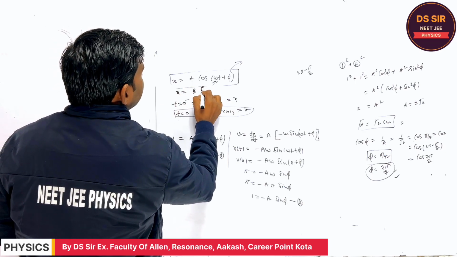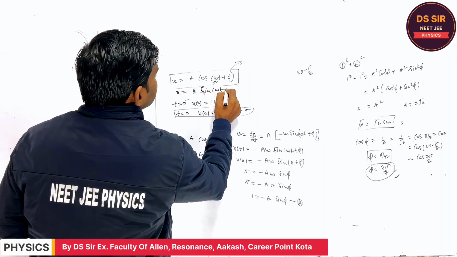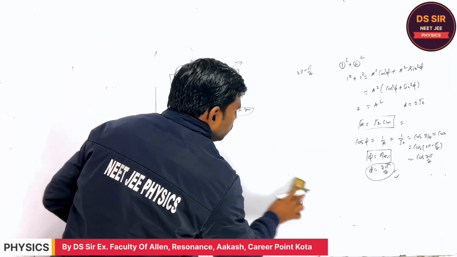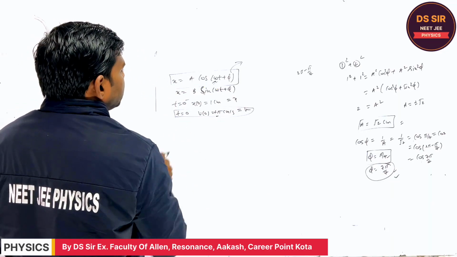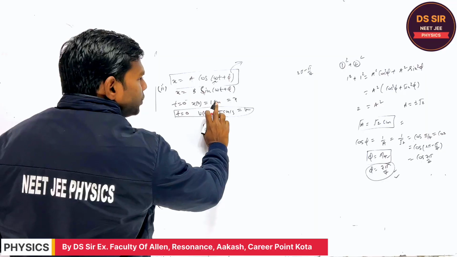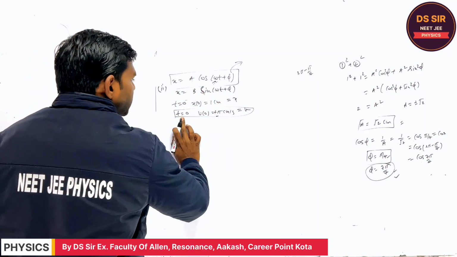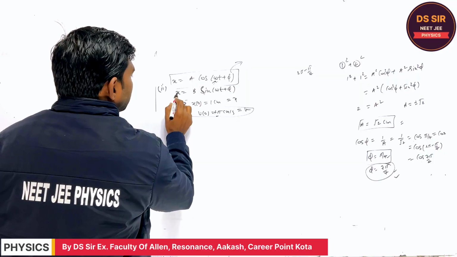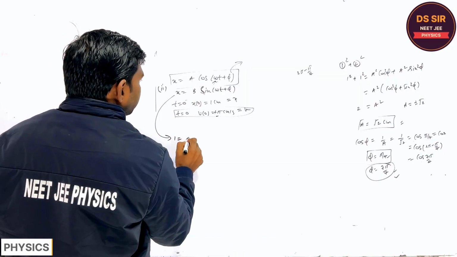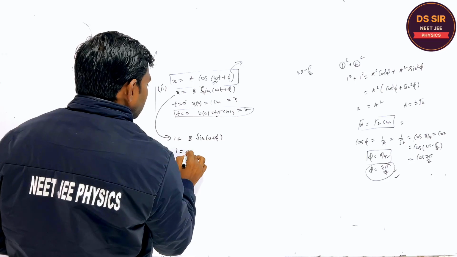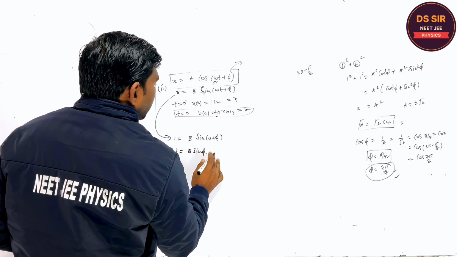Instead of this, the equation of displacement you have to write as sin omega t plus phi. The same thing you have to do. In the second part, x is equal to b sin omega t plus phi. At t is equal to 0, amplitude position is this, velocity is this. So at t is equal to 0, the displacement is 1, b sin 0 plus phi. So 1 is equal to b sin phi, right?